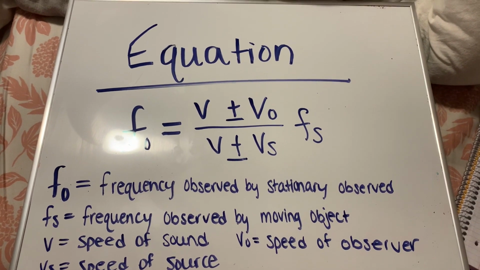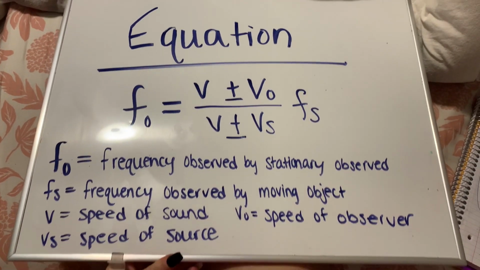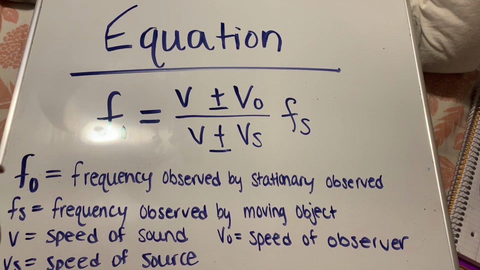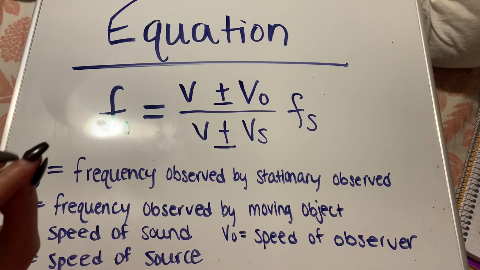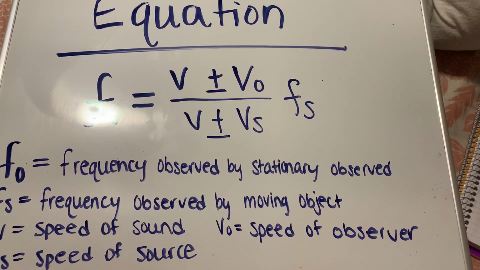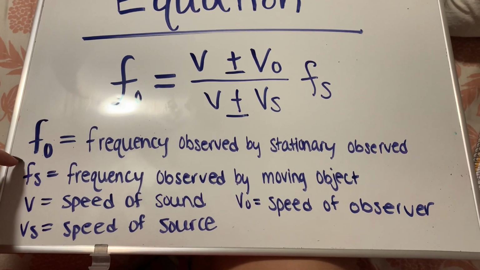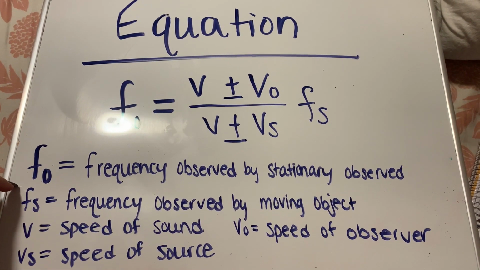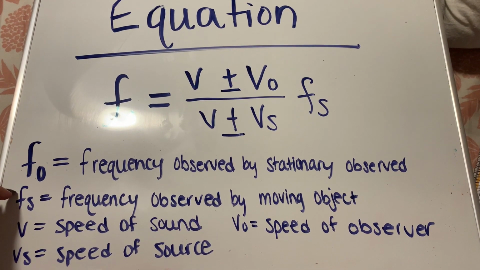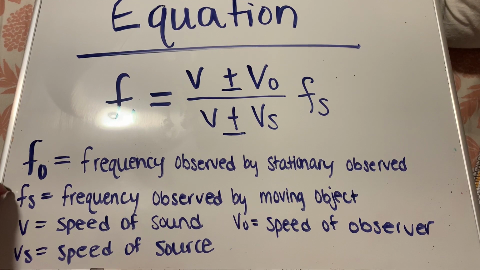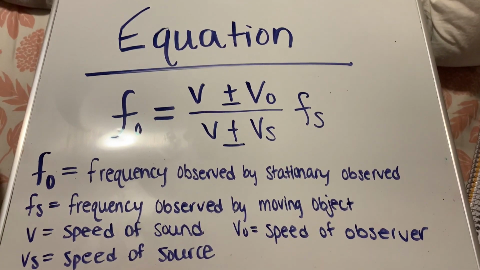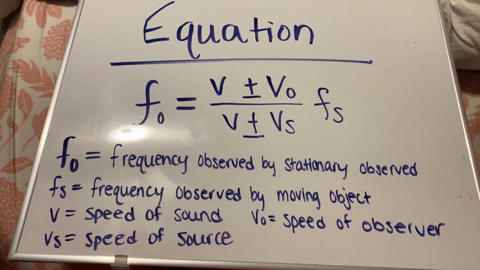Okay, so this is the overall equation used for the Doppler effect that I will explain, and it is f_o equals (v plus or minus v_o) over (v plus or minus v_s) times f_s. f_o is the frequency observed by the observer, and f_s is the frequency of the moving source. v is the speed of sound, v_o is the speed of the observer, and v_s is the speed of the source. And I will explain the equations further and how they break down and can be used.